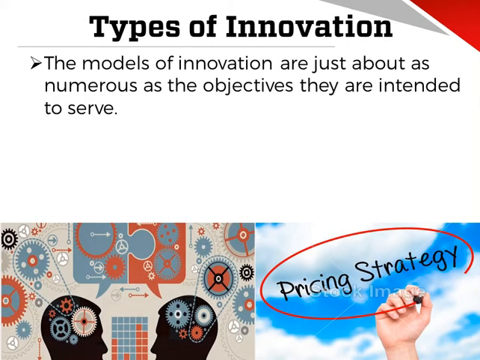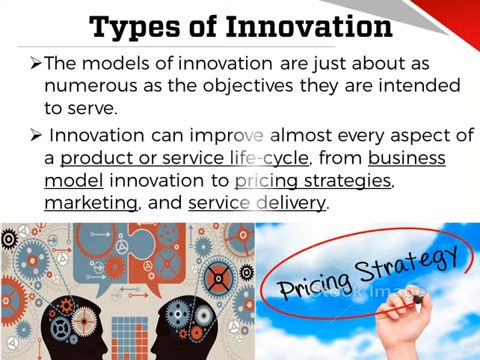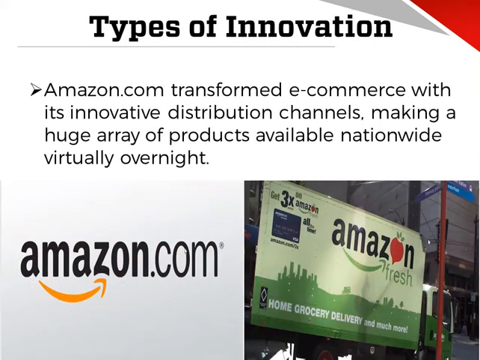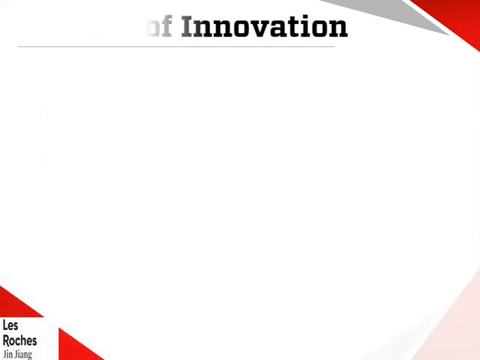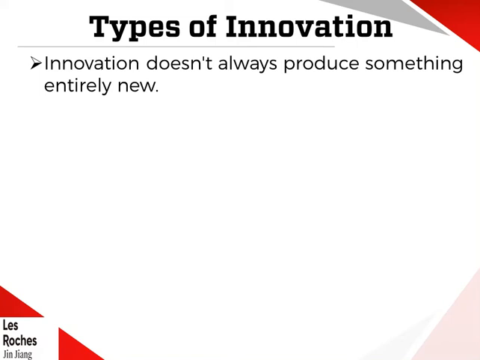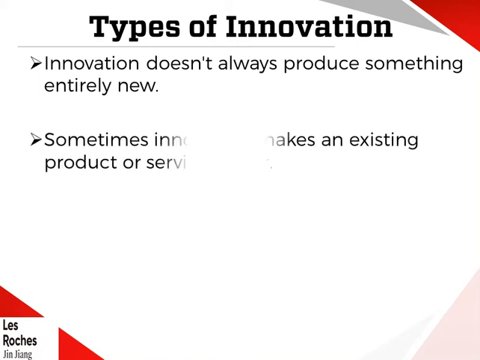The models of innovation are just about as numerous as the objectives they are intended to serve. Innovation can improve almost every aspect of the product or service lifecycle, from business model innovation to pricing strategies, marketing, and service delivery. Amazon.com transformed e-commerce with its innovative distribution channels, making a huge array of products available nationwide virtually overnight. So it's a big achievement. Innovation happened there, right?